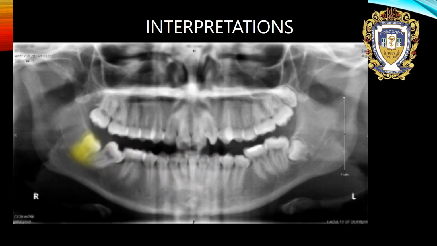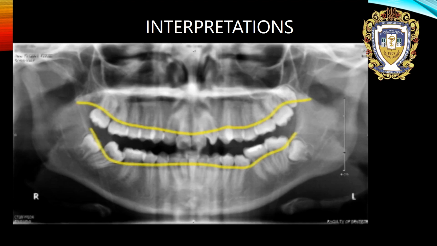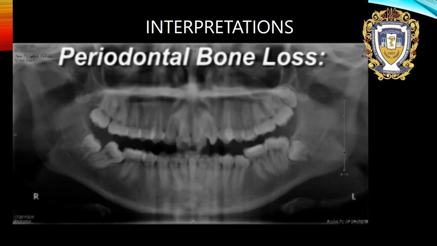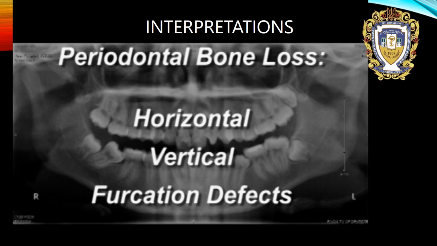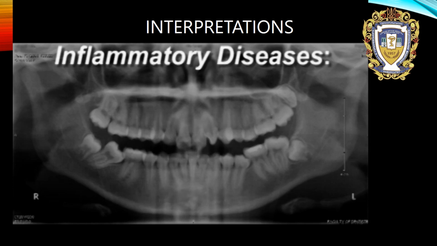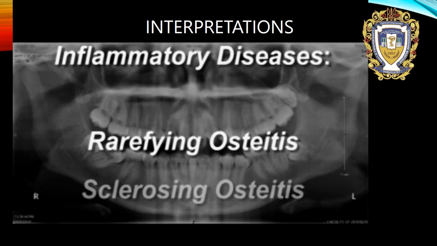This structure's sequence should be followed for each possible finding. Begin examining the alveolar process by assessing the crestal bone position and identifying any periodontal bone loss, including horizontal, vertical, and furcation defects. Next, look for signs of inflammatory diseases, such as rarefying osteitis and sclerosing osteitis.